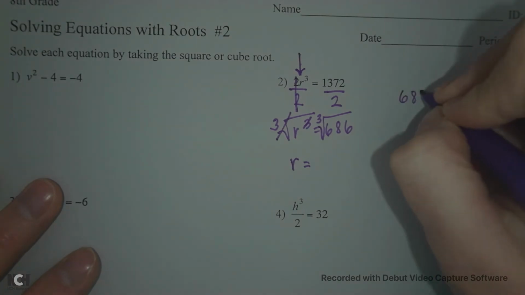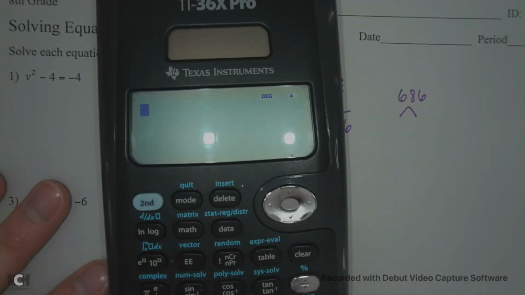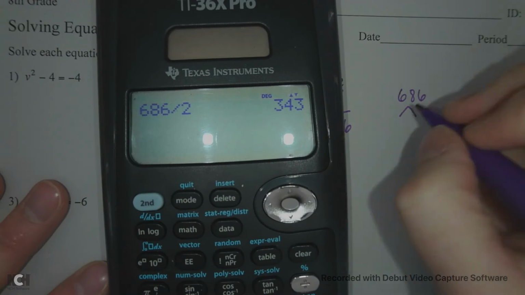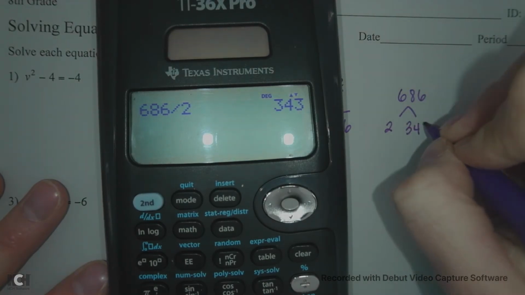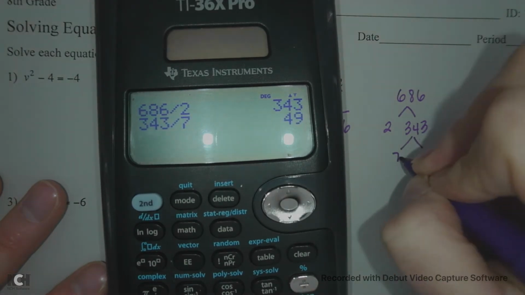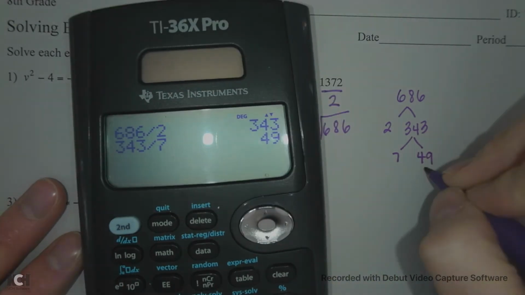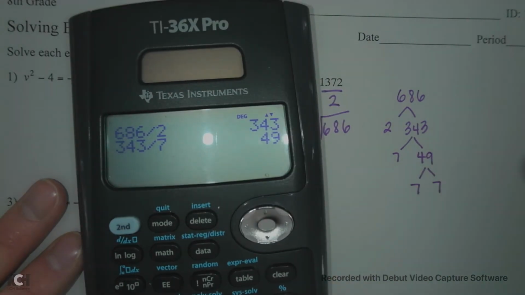So we take 686, and then we're just going to start by dividing off some numbers. So 686, wow, a little slow. Okay, so divide it by 2. So 2 is 343, and I know that 343 divided by 7 is 49, so 7 is 49, and some of these you'll just have to guess and check. And then I know that 7 times 7 is 49.